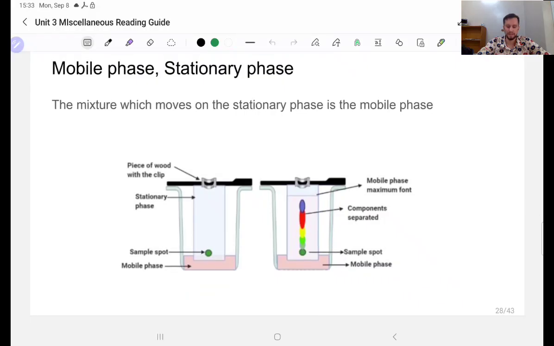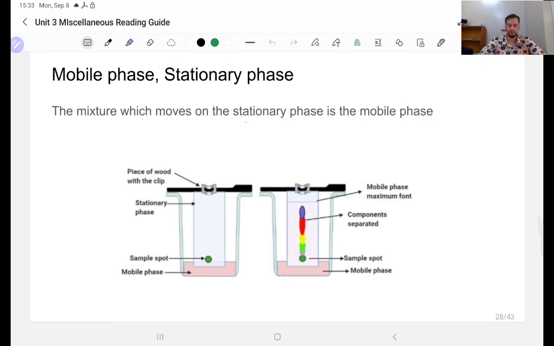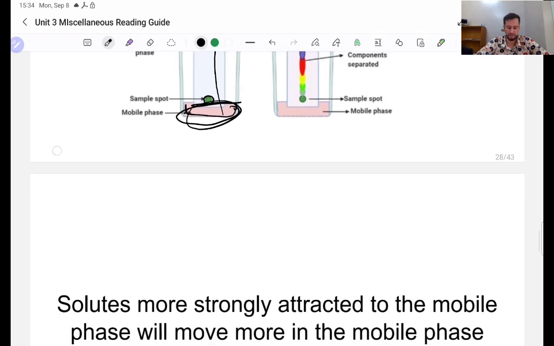And this has a mobile phase and a stationary phase. The mixture, which moves on the stationary phase, is the mobile phase. So here, and we'll do a lab right at the start of Unit 3, showing a chromatography, and you probably had one or may have had one in general chemistry as well. The liquid is the mobile phase, and it will move up the paper or the TLC, and then it takes the pigment with it. And the stationary phase is the paper, because of course the liquid from the bottom moves up, so it's mobile, and the stationary phase does not move because it's paper, so it's stationary.